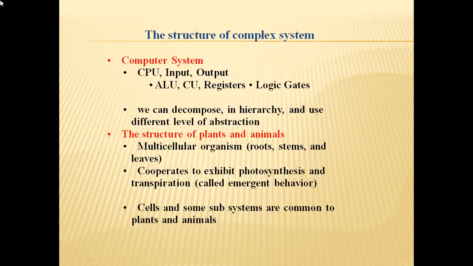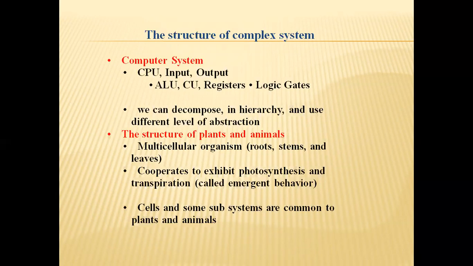Next one, the structure of plants and animals. Suppose in a multicellular organism, in plants we are using roots, stems, and leaves. So in plants there are different types of objects. Root is one object, stem is one object, and leaves is one object.